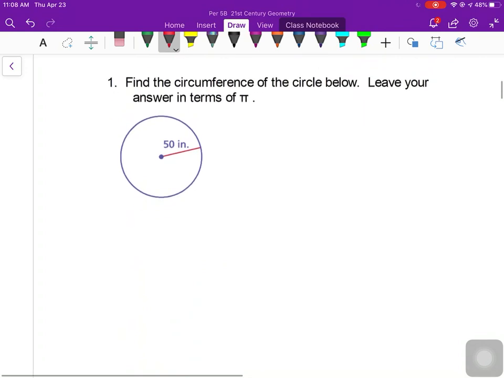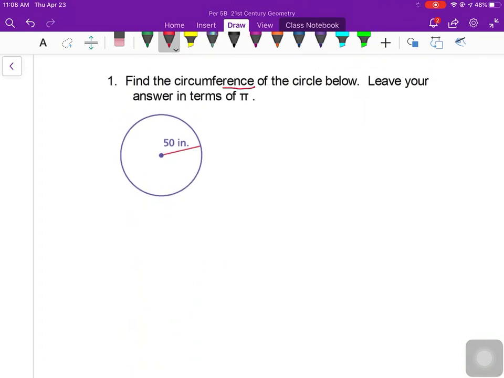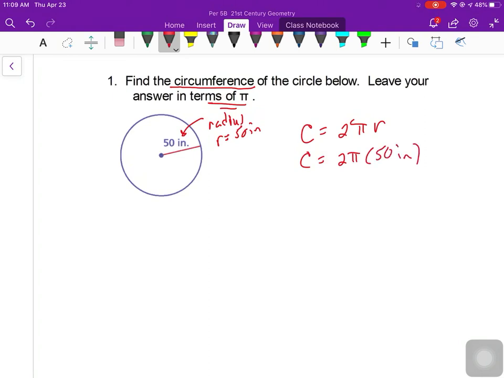So let's just review finding circumference of a circle. In number 1, they ask us to find that circumference. They do say leave it in terms of pi, so that's going to be an important thing. And I'll tell you why when we get to that. They did give us the radius, 50 inches. So we'll use the formula circumference equals 2 times pi times the radius. And we'll substitute in 50 inches for that radius.